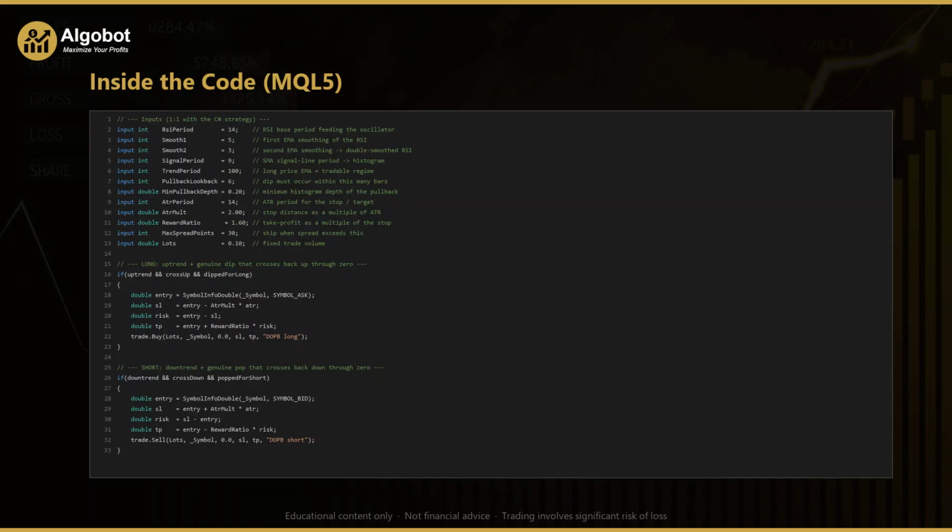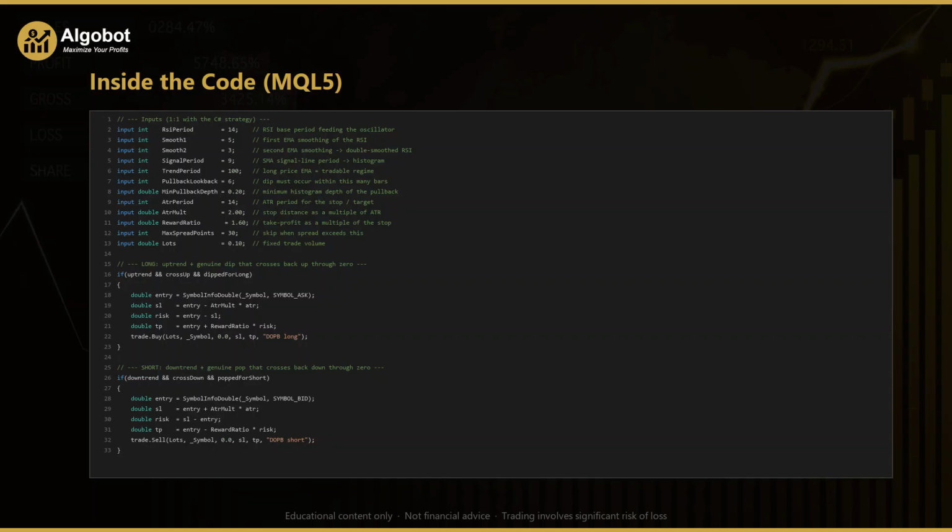Now the long block. The condition reads, if uptrend and cross up and dip for long are all true. That means price is above the trend average. The histogram has just crossed back up through 0, and it genuinely dipped against the trend within the recent window. When all 3 agree, entry is taken at the ask price. The stop loss is the entry minus the average true range multiple. The risk is that distance, and the take profit is the entry plus the reward ratio times that risk. The trade.by call then submits the order.